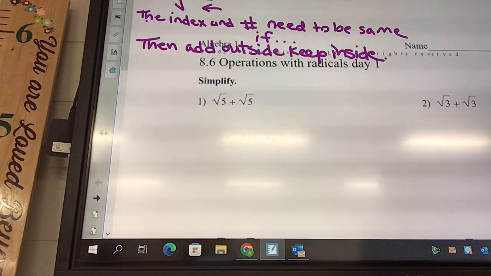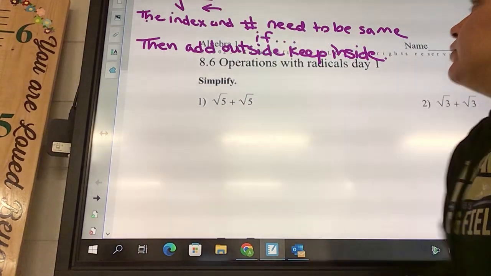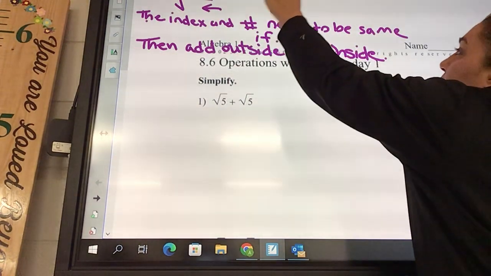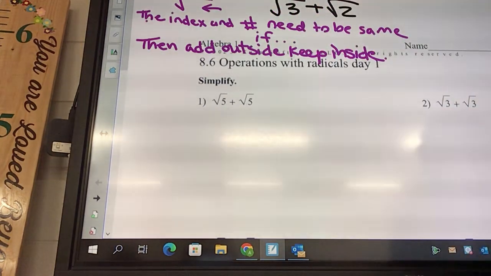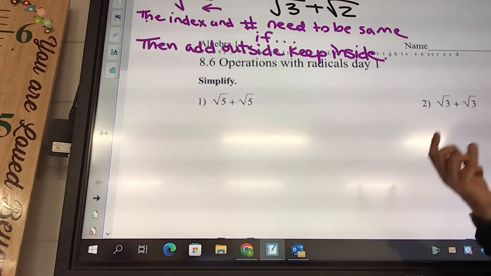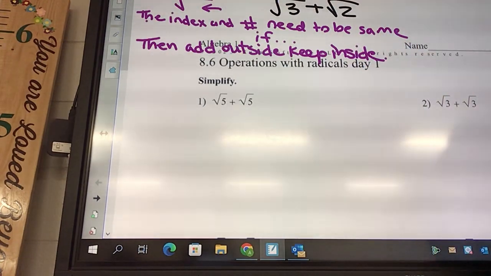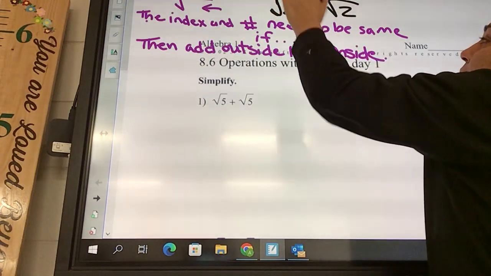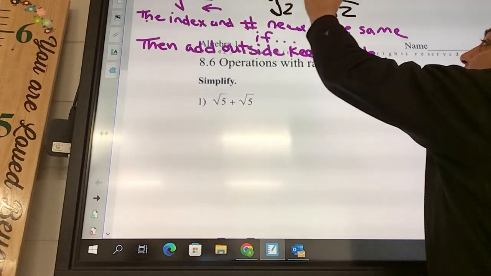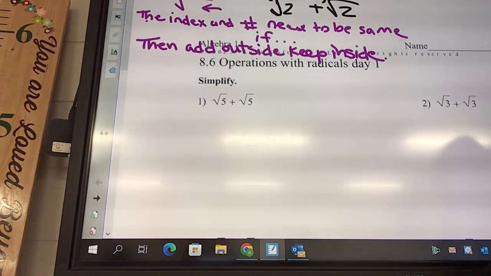So, the index, they both need to be either like a 2, so it would have to look something like this. You cannot add these: square root of 3 and square root of 2. They both either need to be a 3 or they both need to be a 2. If they both are a 2, the index also needs to be the same. I can't have one with a 2 here and one with a 3 here. That's not allowed. They both have to be a baby 2 on the outside for the index, or both nothing, or both a 3.